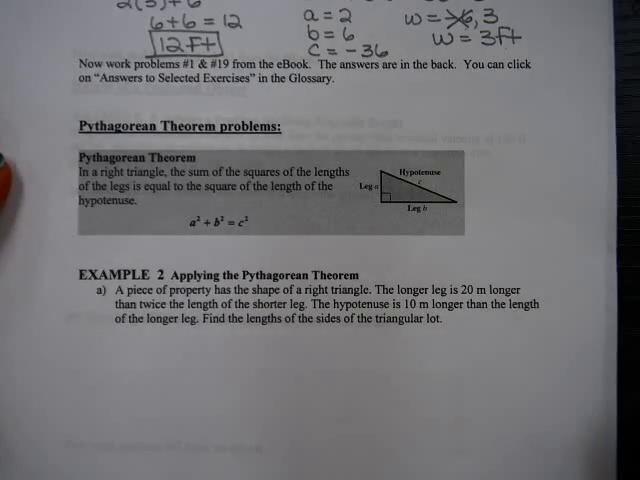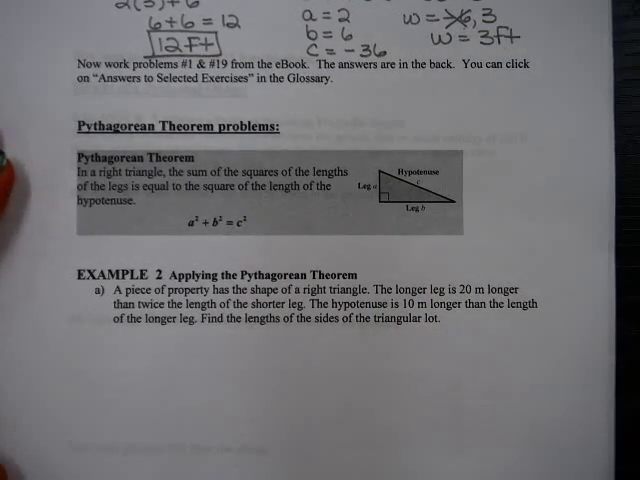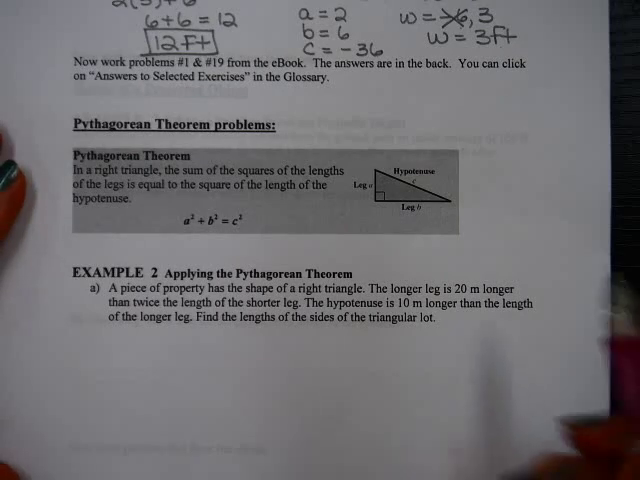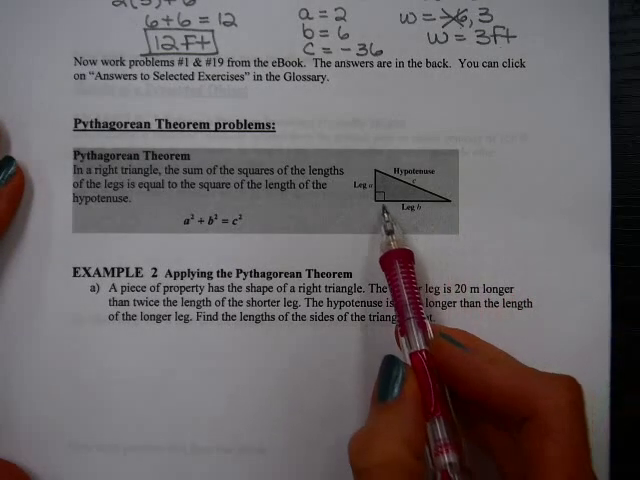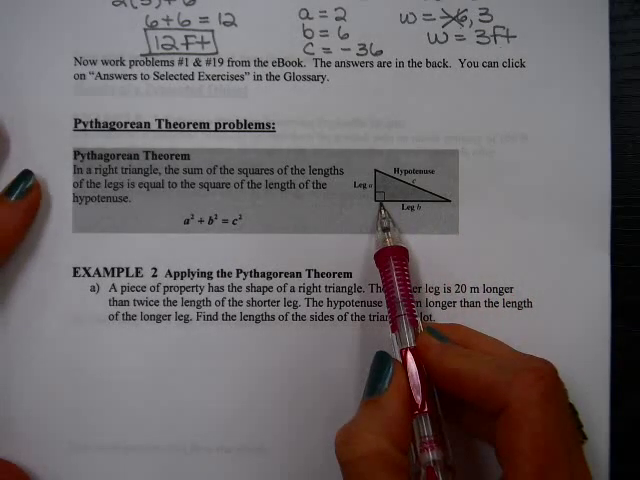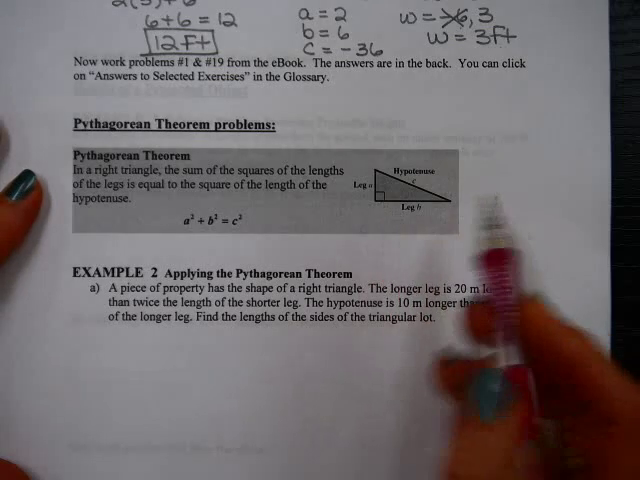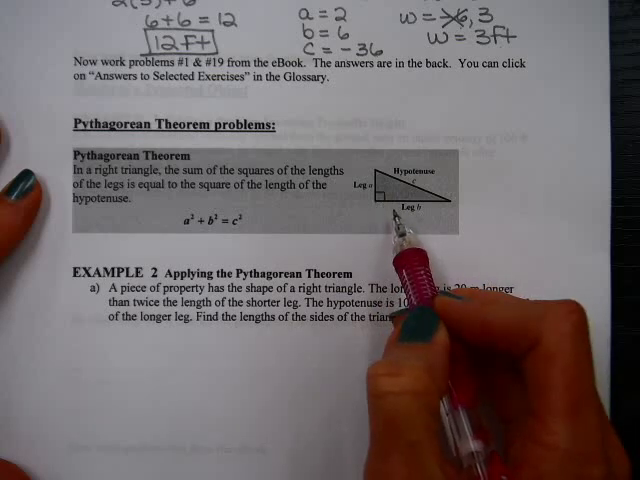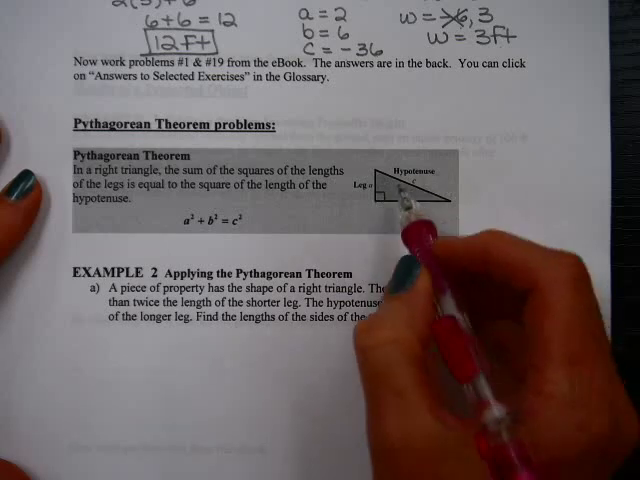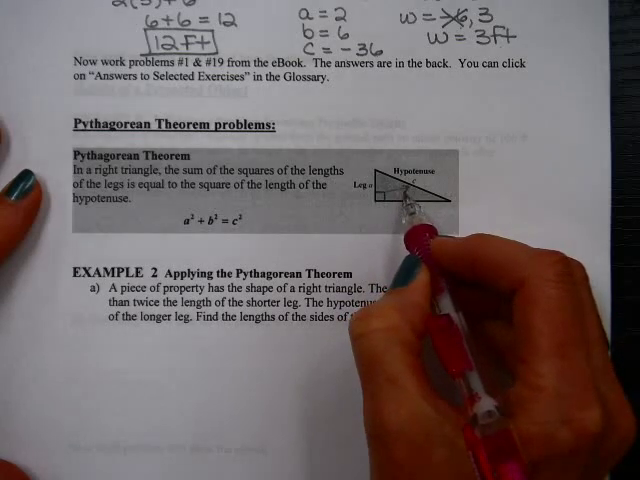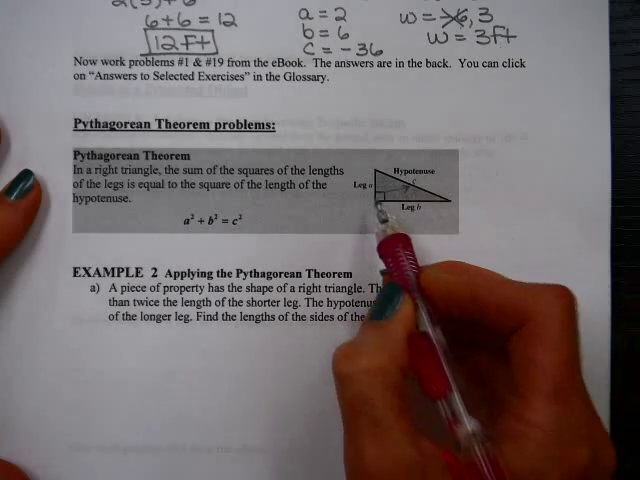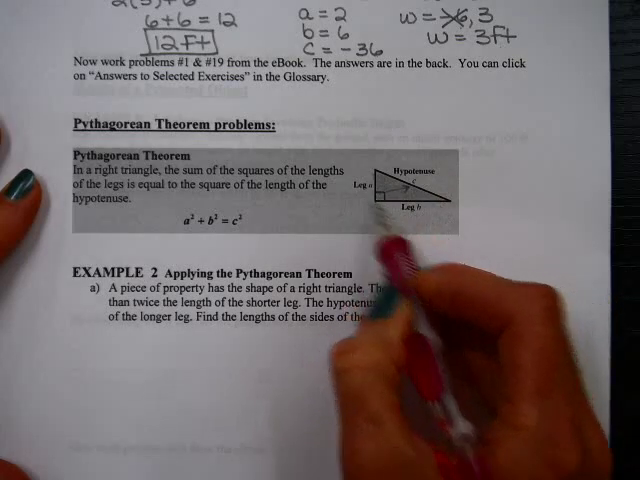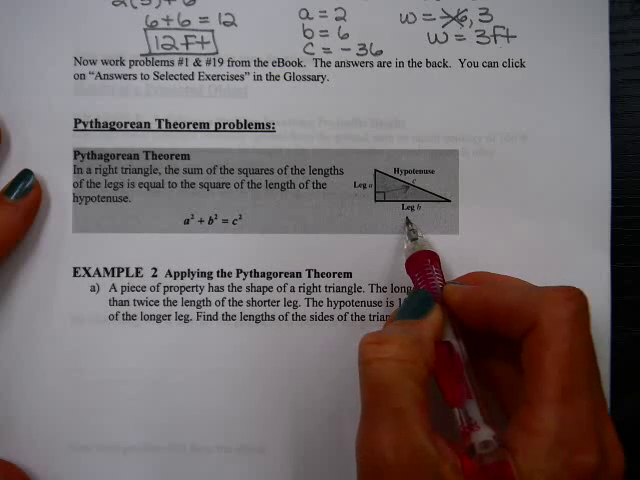Okay, now we're going to talk about Pythagorean Theorem problems. I know you all remember a right triangle from your geometry classes. Well, in a right triangle, you've got a 90-degree angle. We usually put a little square in the corner. Opposite the 90-degree angle is your hypotenuse. These other two sides are called legs in your triangle.